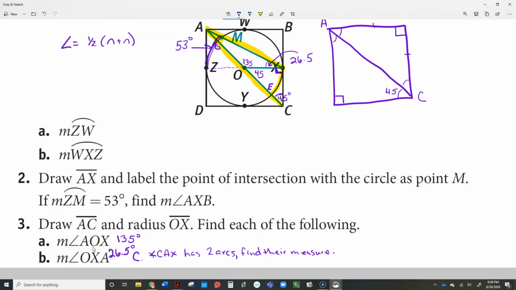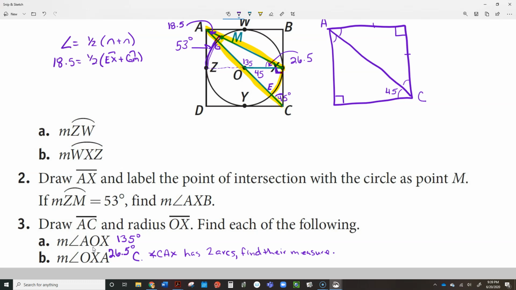Okay, and I have the measure of angle A. And you're going, no, we don't. Yeah, well, I haven't actually calculated it yet, but I can, because for triangle AOX, I have this angle, which is 135, and I have this angle, which is 26.5. Add them together, subtract them from 180, and we get this angle measure right here, which is 18.5. So I have the angle measure, 18.5 is equal to 1/2 of the arc EX plus GM.